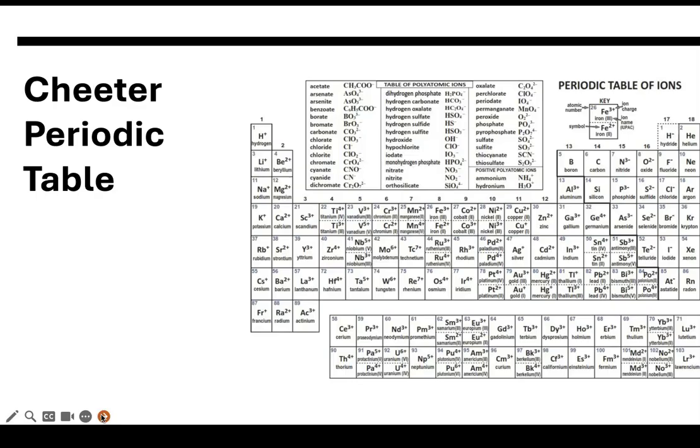Here's one more little resource for you. I call this the cheater periodic table. So you may want to snap a picture of that. Not only does this give the charges of so many of the ions for these transition metals, it tells you titanium could be titanium 4 or titanium 3, for example. It also gives you some of the common polyatomic ions. So I hope this video helps you as you're working on writing and naming ionic compounds.